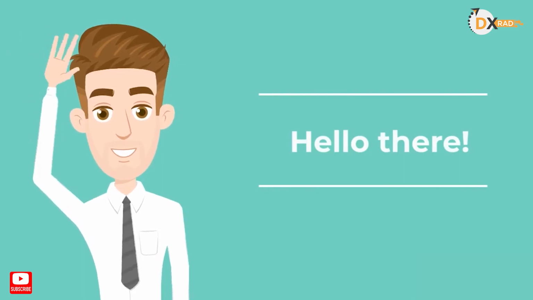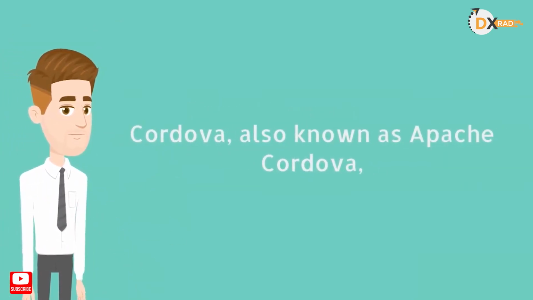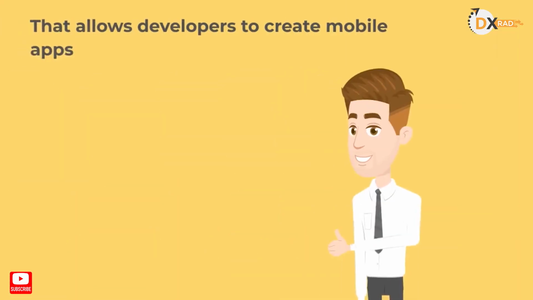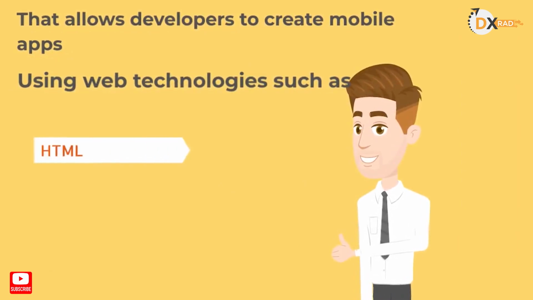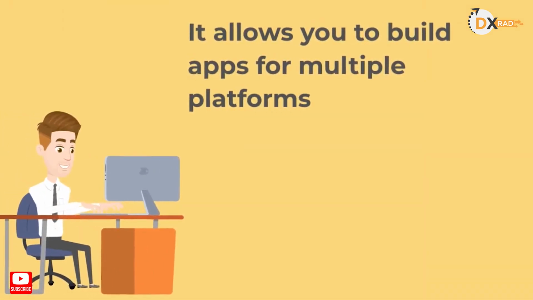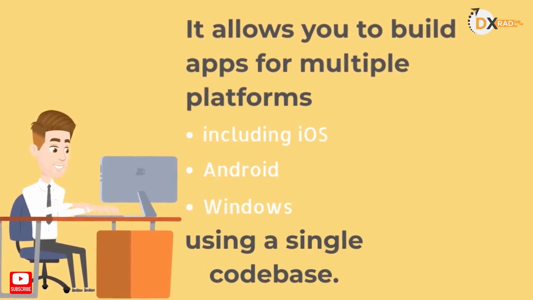And welcome to our tutorial on Cordova, a mobile app development platform. Cordova, also known as Apache Cordova, is an open-source mobile development framework that allows developers to create mobile apps using web technologies such as HTML, CSS, and JavaScript. It allows you to build apps for multiple platforms, including iOS, Android, and Windows, using a single codebase.